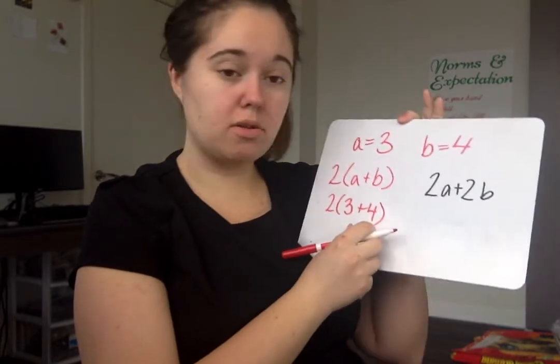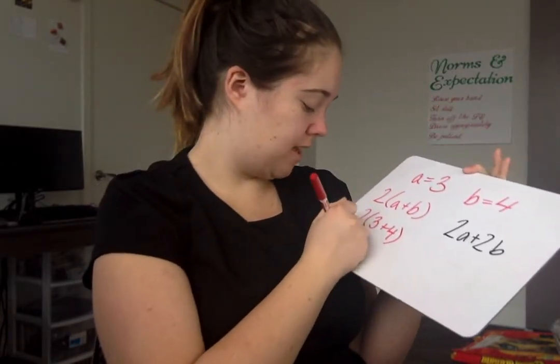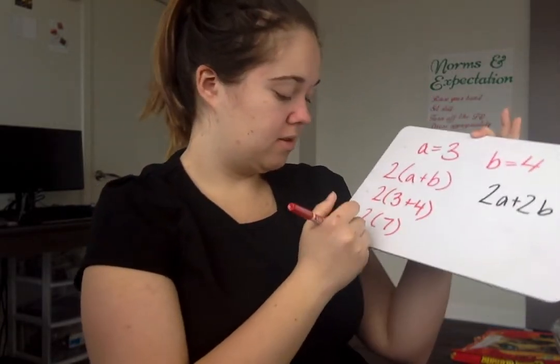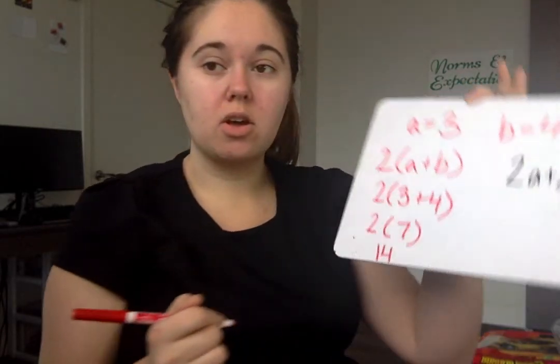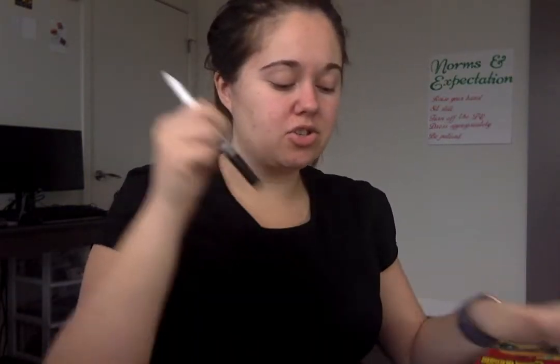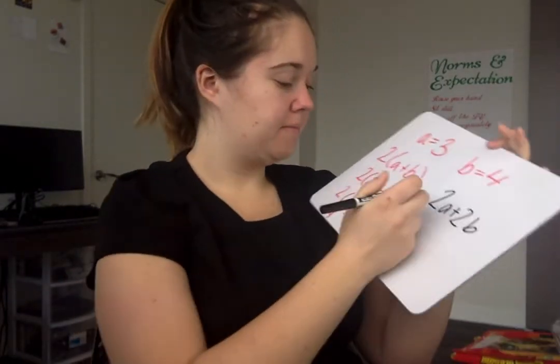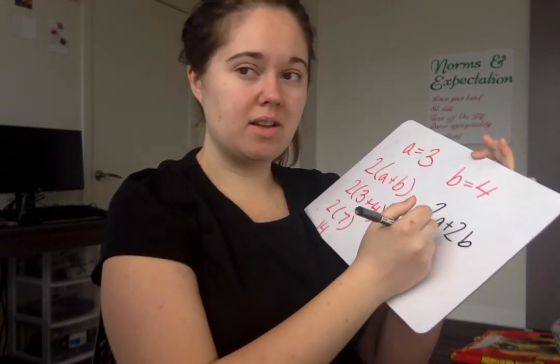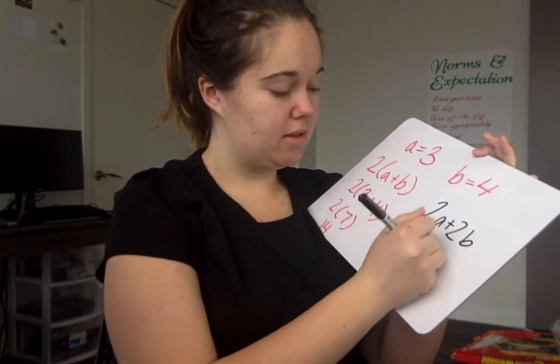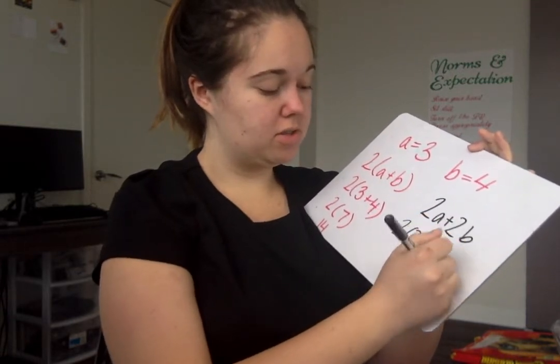So first we need to do 3 plus 4, which I know is 7, then 2 times 7. And then I need to multiply 2 times 7, which is 14. Great. Now, let's try on this side, replacing a and b. So you get 2 times 3 plus 2 times 4.